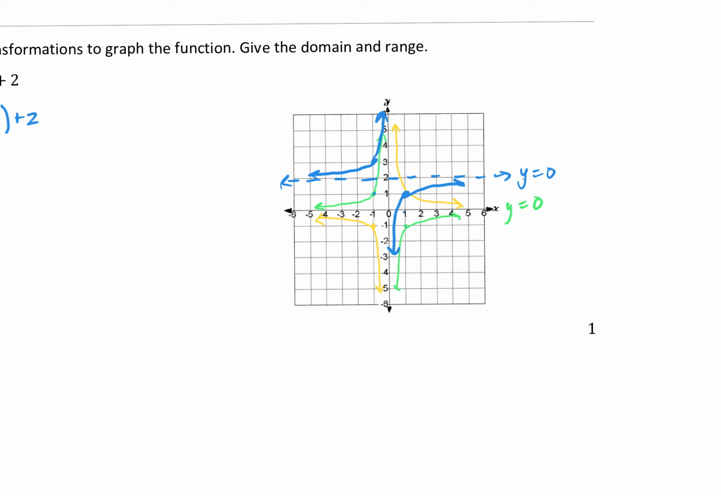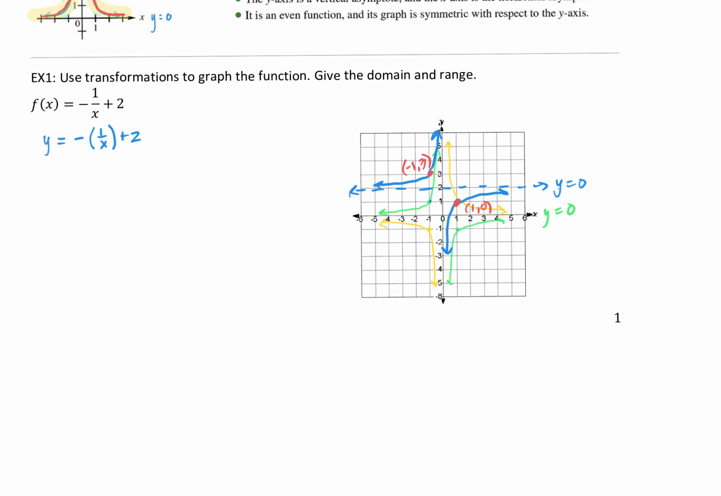Okay, so sometimes it's helpful to label a few points. Maybe I'll do that in red. I have the point 1, 1. And then I have the point negative 1, 3. Right, so these are my 2 points. These can get very messy. Again, I'm going to keep saying this. Use a graphing calculator. Use Desmos. But here we're using transformations.